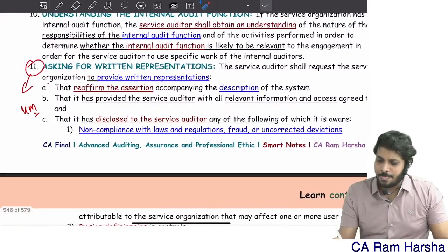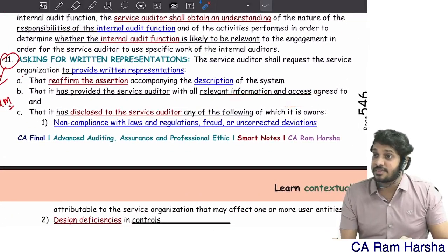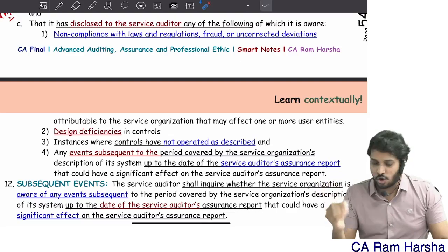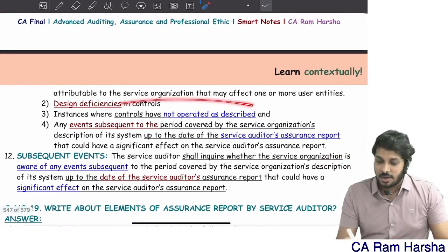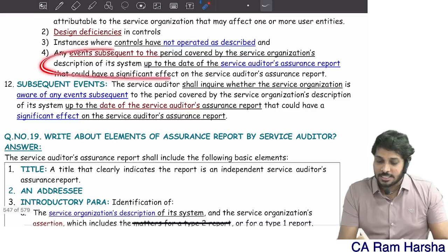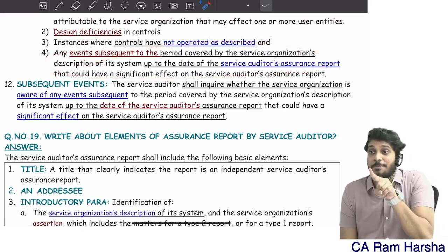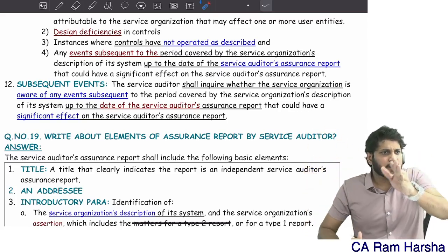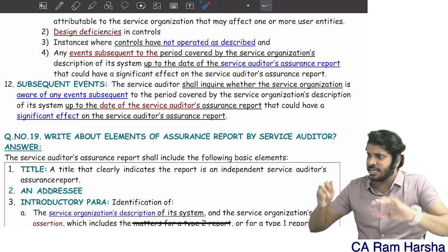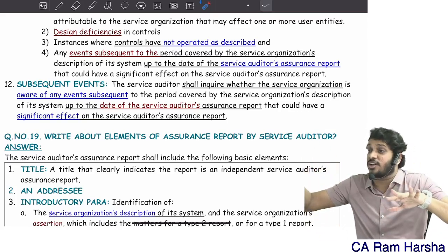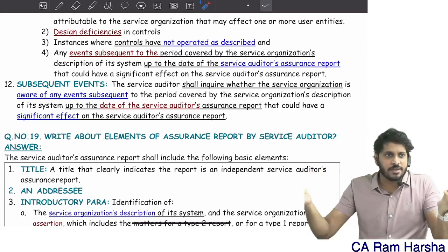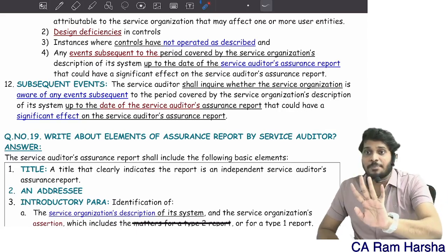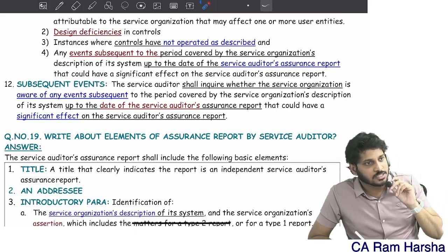What is the relevant information for the service auditor? Non-compliance with laws and regulations and frauds, design deficiencies, controls that are not operated effectively, and subsequent events after the reporting period till the service auditor's assurance report. In financial statements it is after the balance sheet date till the date of the financial statements. Here it is after the reporting period till the service auditor's assurance report. Whatever subsequent events there were also have to be informed to the service auditor. For all this, we must get a representation from the service organization's management. Clear?